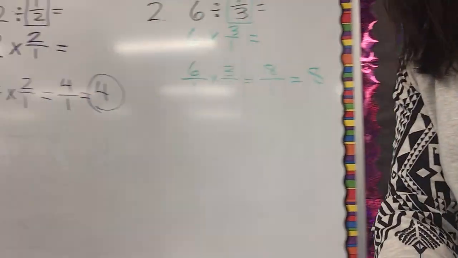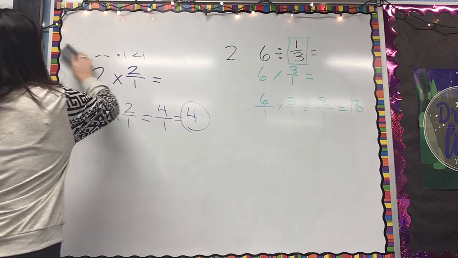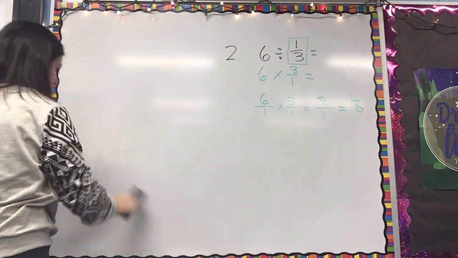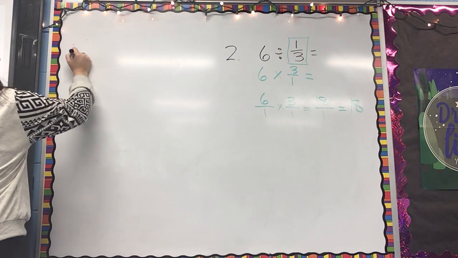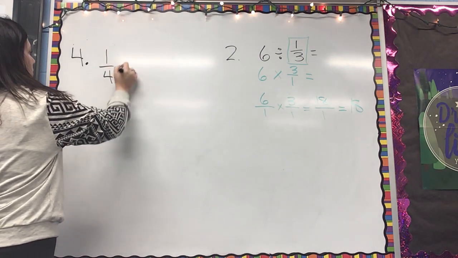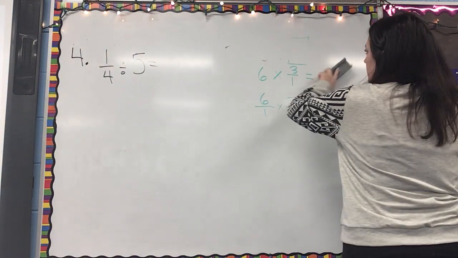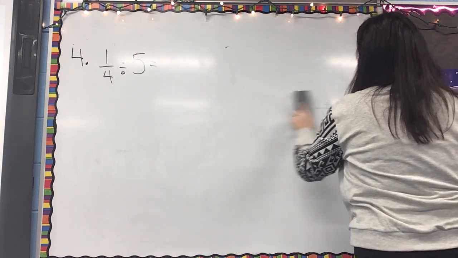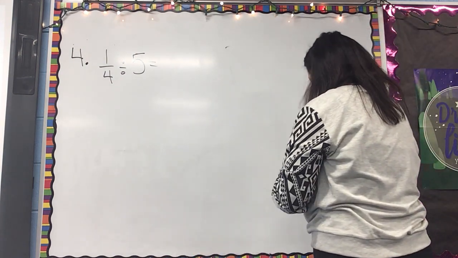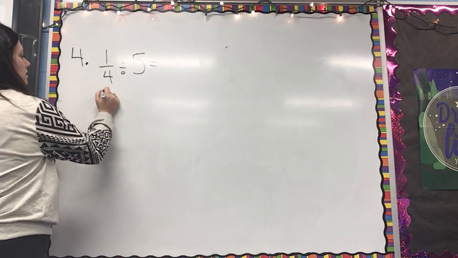Let's roll over here. All right, one more together, and then I want you guys to practice some. Number 4, divided by 5. Are we going to divide? No. We want to multiply. So I need to find the reciprocal.